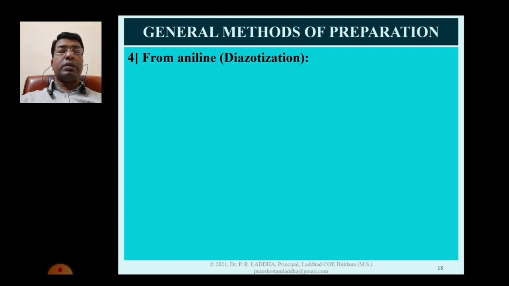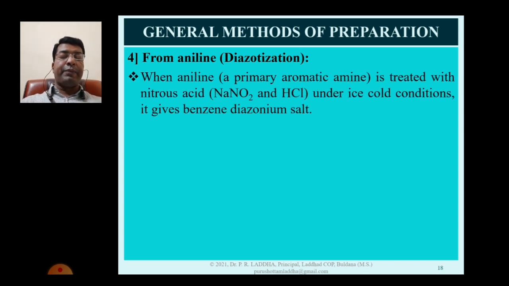Then next method for the preparation of phenol is from aniline. It is also called as diazotization reaction. This diazotization reaction is one of the most important reaction of primary aromatic amines. So we will study in detail about this diazotization reaction in our next unit, that is aromatic amines. Here we will see how phenol can be obtained from this aniline.